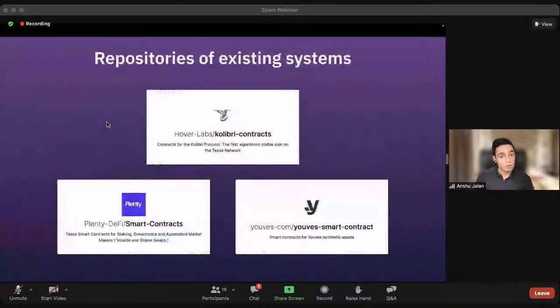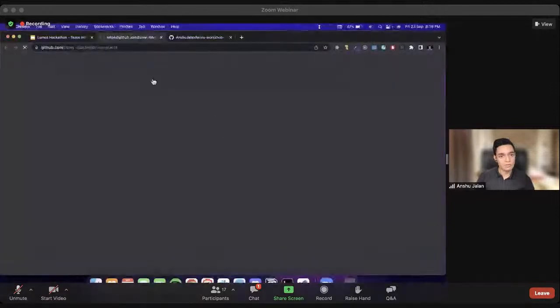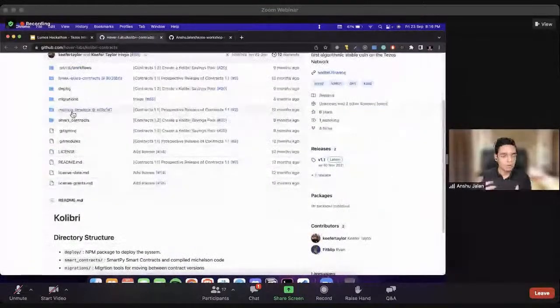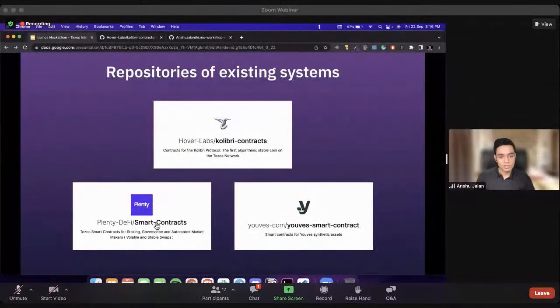In case you want to know what the smart contracts look like, once again, I've listed out the repositories of the smart contracts. And these are actually links. So if you just click on the image, you will be taken to the repository, and then you can go ahead and read how the contracts are structured and how you can interact with them. So yeah, Colibri, Plenty, and Uves.